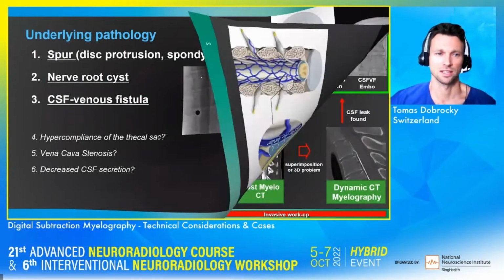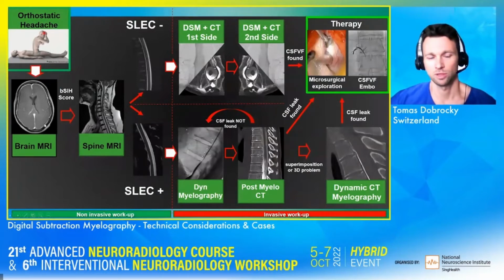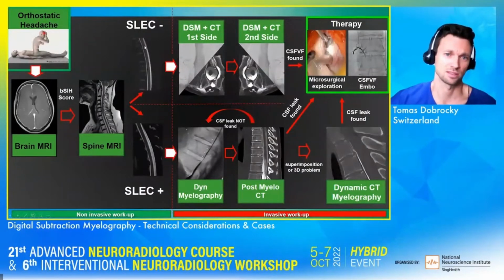So let's see how we can proceed in the diagnostic workup. This is the usual case: the patient comes in with probably orthostatic headache. We did the brain MRI as mentioned in the previous lecture. We can do the brain SIH score to see if there's a high or low likelihood of finding a leak. Then we do the spine MRI and see if the patient is SLEC positive or SLEC negative. As mentioned previously, this means that there is a spinal longitudinal epidural CSF collection.